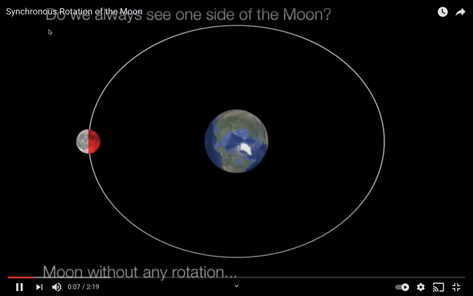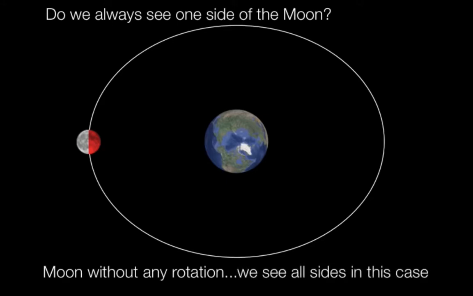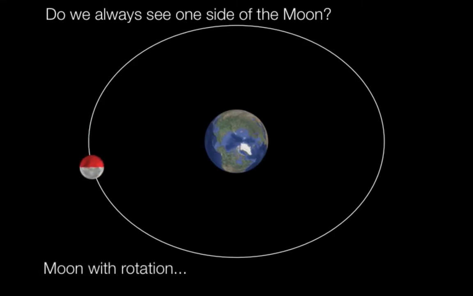Okay, so do we always see one side of the moon? So here's the moon with no rotation whatsoever, okay? So there it is moving around with no rotation of the actual moon itself. And in that situation, if you were standing on Earth looking at it, we would have seen all sides of the moon. So now what they're going to do is they're going to put a rotation onto it. So the moon is now spinning.